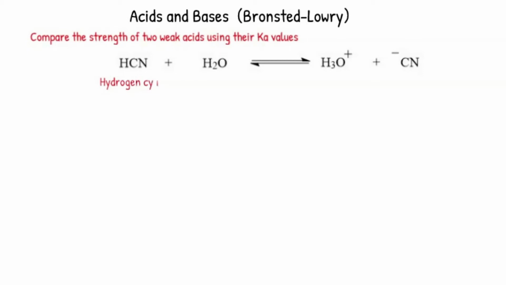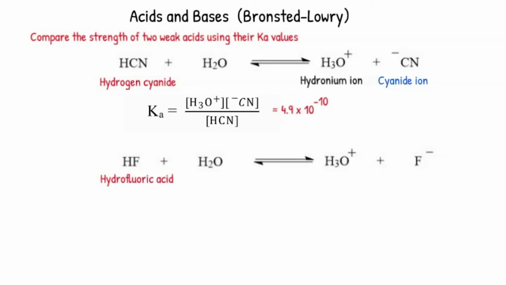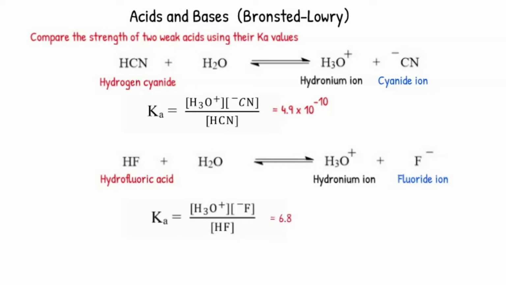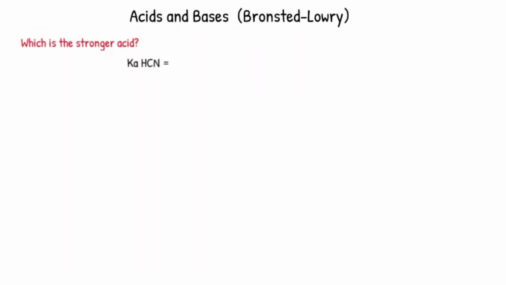Hydrogen cyanide dissociates or ionizes in water to give its conjugate base, the cyanide ion, and hydronium ion. The equilibrium expression is shown here, and the Ka value is 4.9 times 10 to the minus 10. Hydrofluoric acid dissociates or ionizes in water to give its conjugate base, the fluoride ion, and the hydronium ion. The equilibrium expression is shown, and Ka of hydrofluoric acid is 6.8 times 10 to the minus 4. Which of these two acids is stronger? Which is the stronger acid?